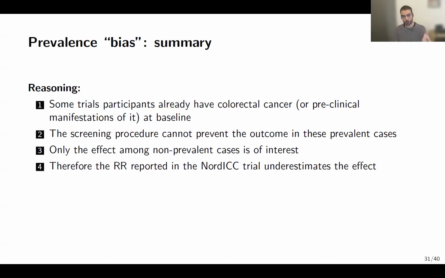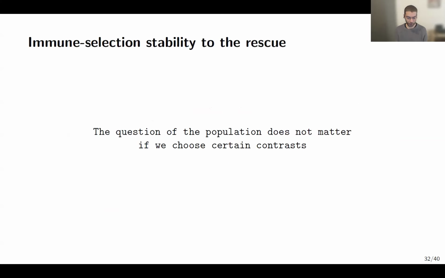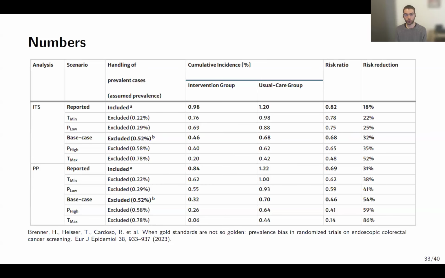But if you look at these four lines, you will notice that this is very, very similar to our HIV motivating example. In fact, we believe that the immune selection stability of the risk ratio in this case will help us say something about this controversy, because we can show that the question of the population does not matter if we choose certain contrasts. What do I mean by that? Let me give you a numerical example.